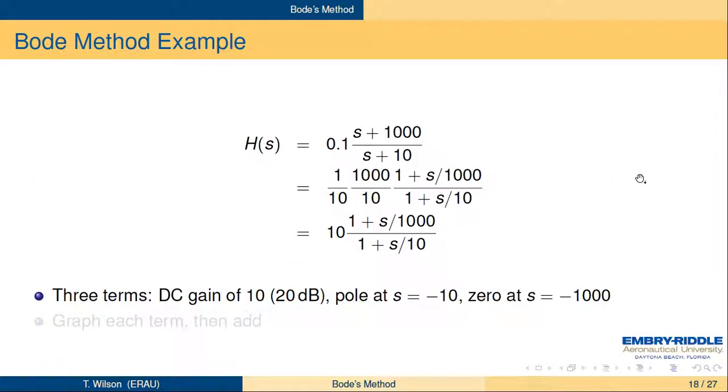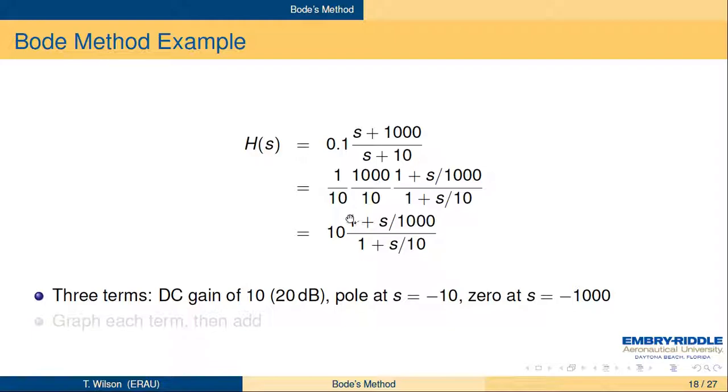So how do you do this when you've actually got something with multiple terms? So you've got, here's 0.1 s plus 1,000 over s plus 10. So the zero is at minus 1,000, the pole at minus 10. We factor out those values, so 1,000 in the numerator and 10 in the denominator. That gives us the DC gain of 10. If we plug 0 in here, we just get 10 for the DC gain.